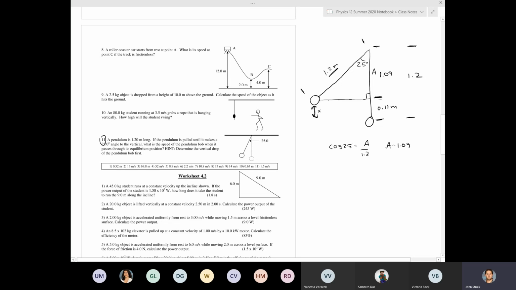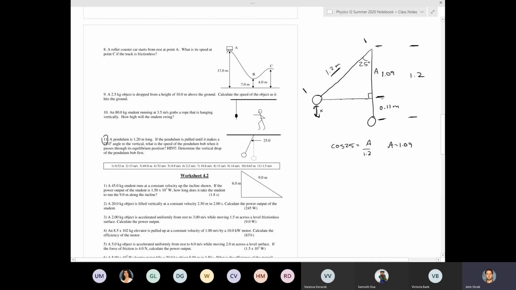Okay, and so that gives us the vertical drop, or how high the pendulum is above its equilibrium position. So when you pull the pendulum up to this point, it's going to stop. So v equals 0 at this point, so there's no kinetic energy. But when you let go, it's going to start swinging, which means that there's potential energy here.